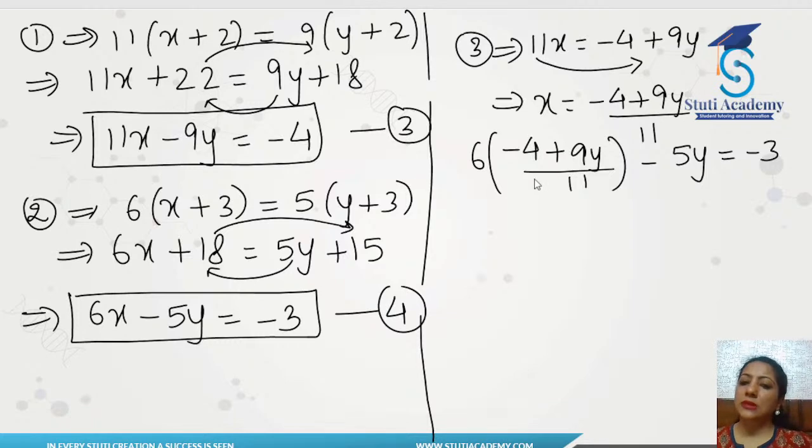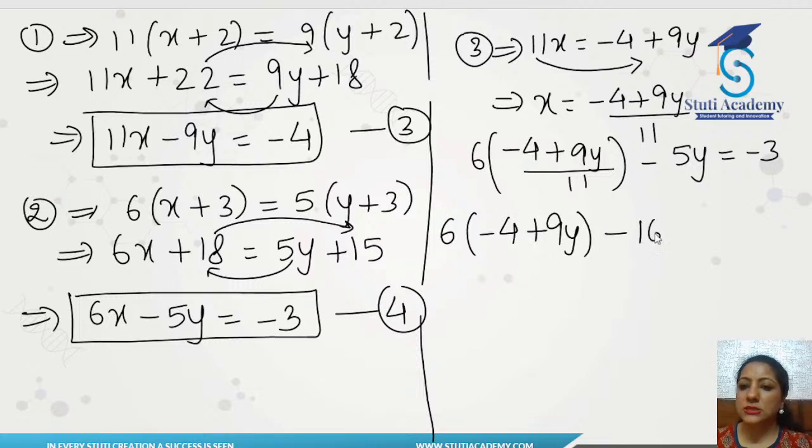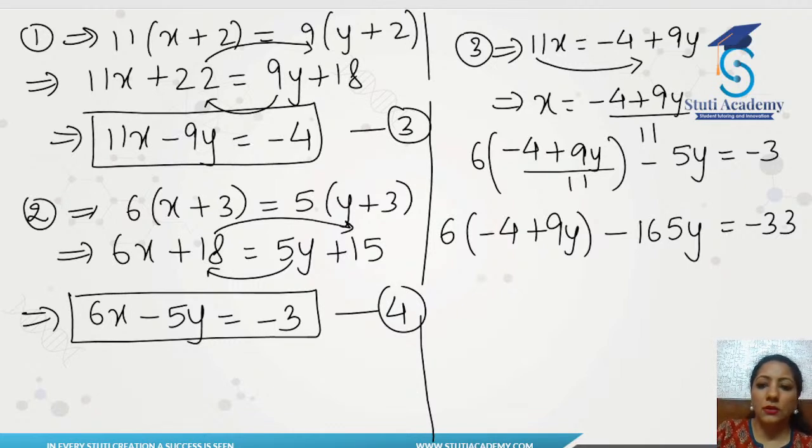So we can see that the LCM here is 11. We'll multiply throughout by 11. We'll get 6 times (minus 4 plus 9y), and this will become minus 165y, and this will become minus 33. So multiplied this by 11. 11 in the numerator and denominator will get cancelled. 11 times 5y, sorry, 11 times 5y would be 55y. I had taken it as 15 by mistake. Wait a minute, let me check. So this is 6 times, all right.